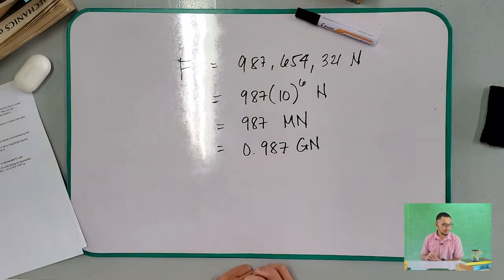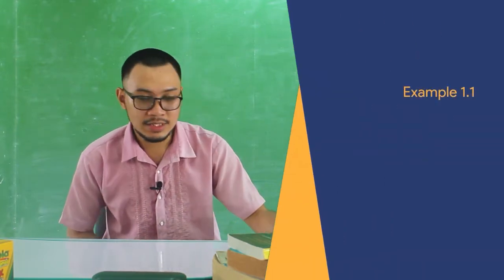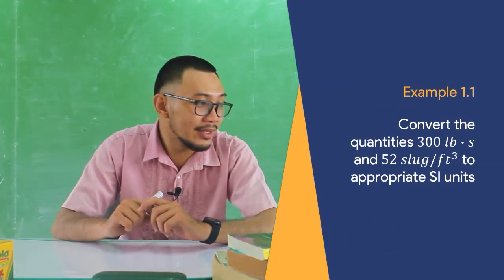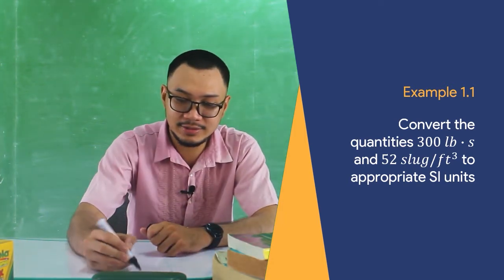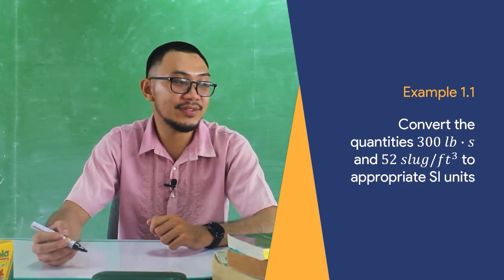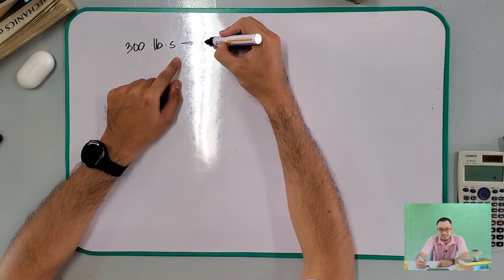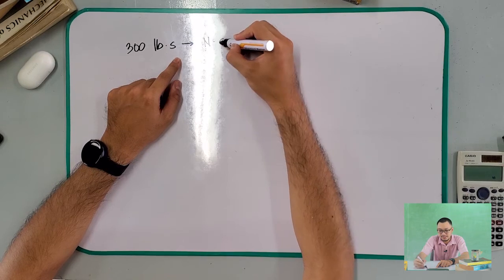Understood? Okay, so now, let's have an example here. Let us convert 300 pound-second and 52 slug per cubic feet to their appropriate SI units. So what is this? What is the appropriate SI unit for pound-second? We should convert it into newton-second.